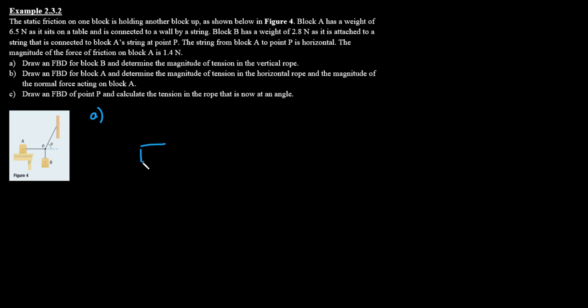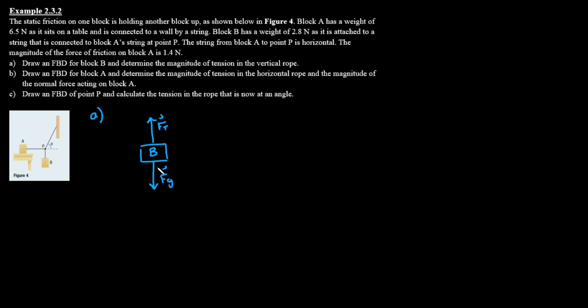If we think about block B, the two forces that we have: we know force of gravity is going to act down. We're ignoring everything else in this diagram other than that string, because this is the agent that is actually pulling on B. That's the big part we have to remember, that this is the only agent actually acting on B. So we only have one force acting up, and that is the force of tension from that vertical rope.